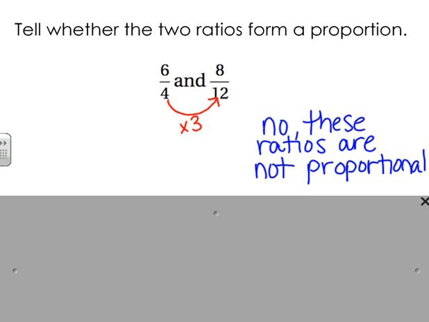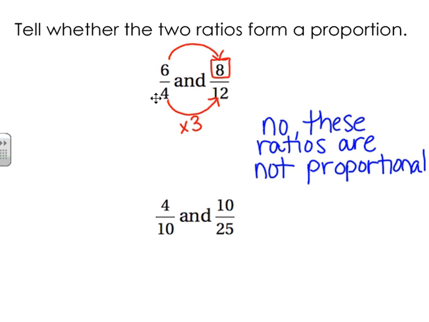If these are proportional, then the top would have to be multiplied by the same thing. 6 times 3 is 18, which is not equal to 8. So that's a second way that I can show that these two ratios are not proportional.